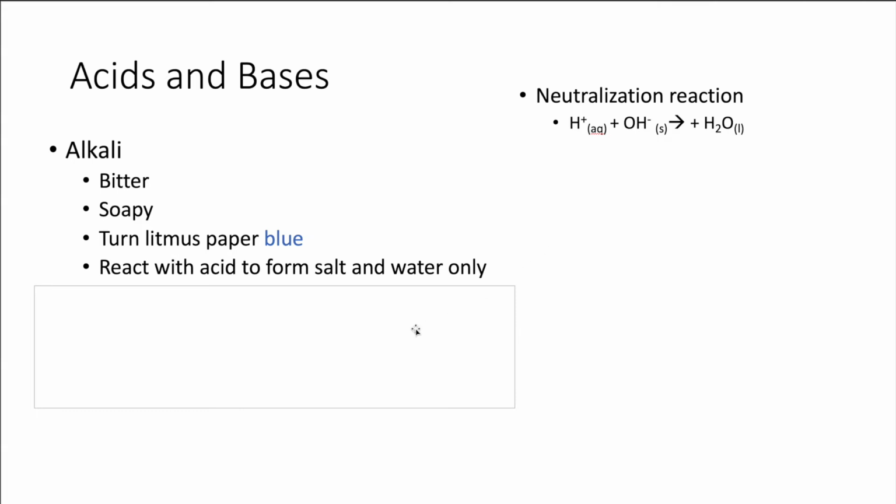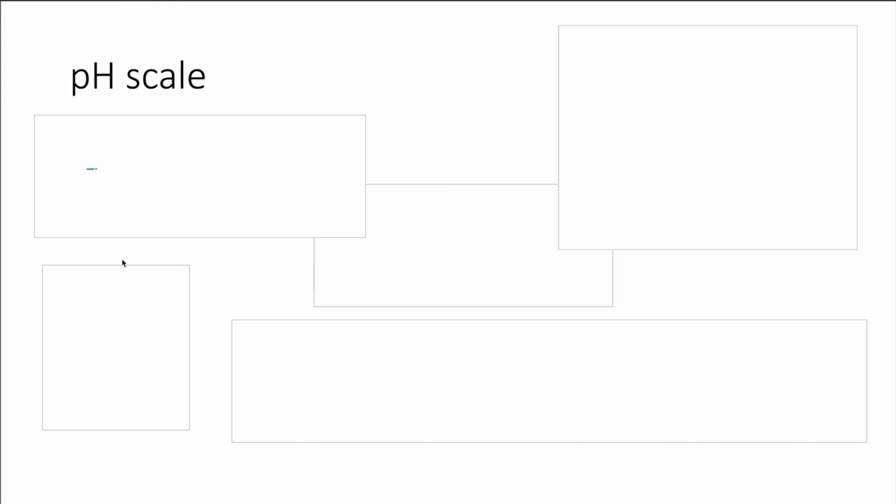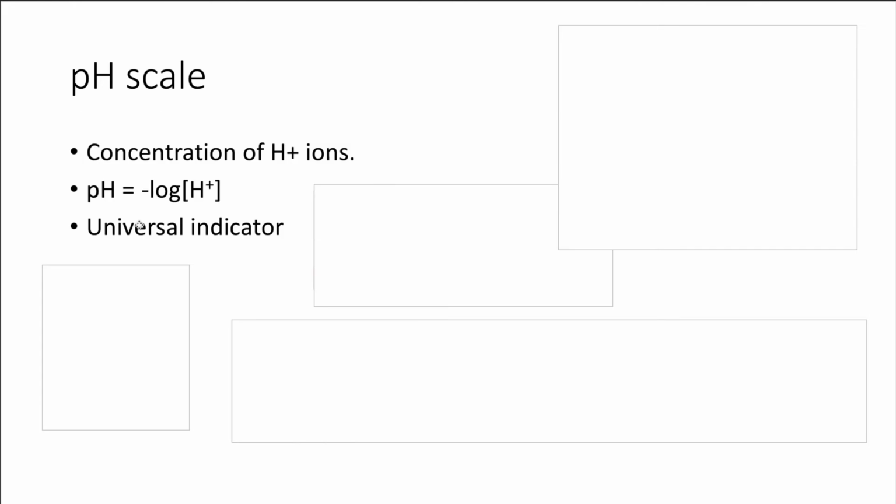The H+ ion will react with the OH- hydroxide ions to form water. Alkalis also release ammonia gas when heated with ammonium salts. The pH scale. The pH is the measure of the concentration of hydrogen ions. It actually has a formula like that, but you don't have to know.